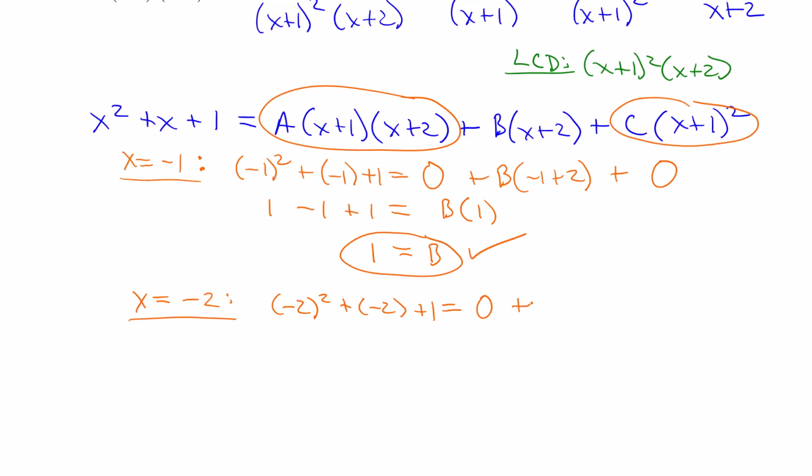Then moving on to the next part, we had b times (x plus 2). Well, we already know that b is 1. So once you know a value, you can just use it from there. We know that b is 1, so we're plugging that in for b, times (x plus 2). Well, -2 plus 2 would be that term.